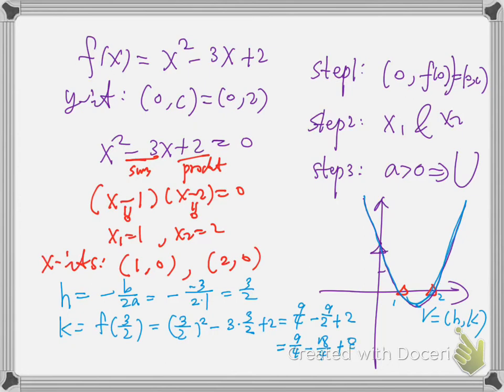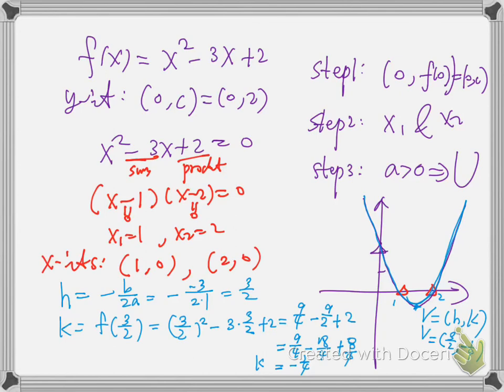Denominator 4, sorry. So this will be negative 1 over 4. Okay, negative 1 over 4. So k is negative 1 over 4. So what's our h? Our v is 3 over 2 comma negative 1 over 4. So the vertex is this point.